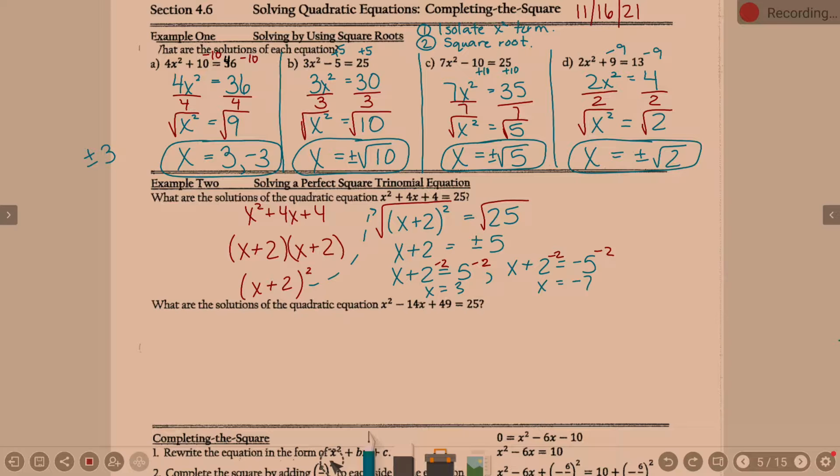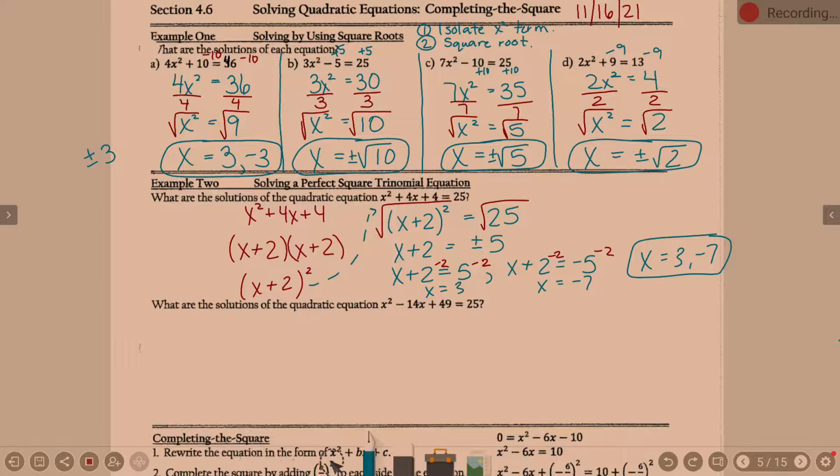So my solutions are x equals 3 and negative 7. So it's just like yesterday's. You get it twice like yesterday's. Except you're never doing the equal 0 here. And again, we did this because x squared plus 4x plus 4 is a perfect square itself. That's why we're doing this.